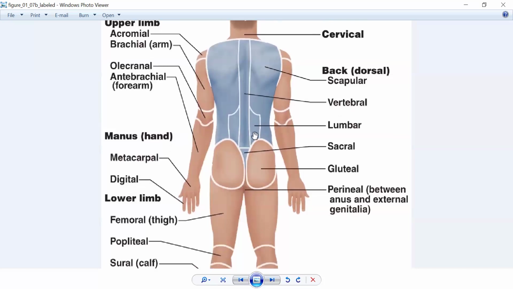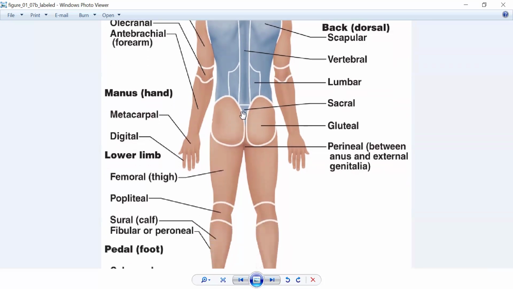Lumbar. Now, I did tell you anything from the end of the rib cage to your hip is lumbar region, but most often we know it as the lower end of the back, lumbar region. Right in between where your vertebrae would be is vertebral region. Sacral region. If you put sacrum, that would be the bone. Gluteal region, which is the buttock region. And then between the genital regions here and the buttocks is called perineal. Not peroneal, but perineal.